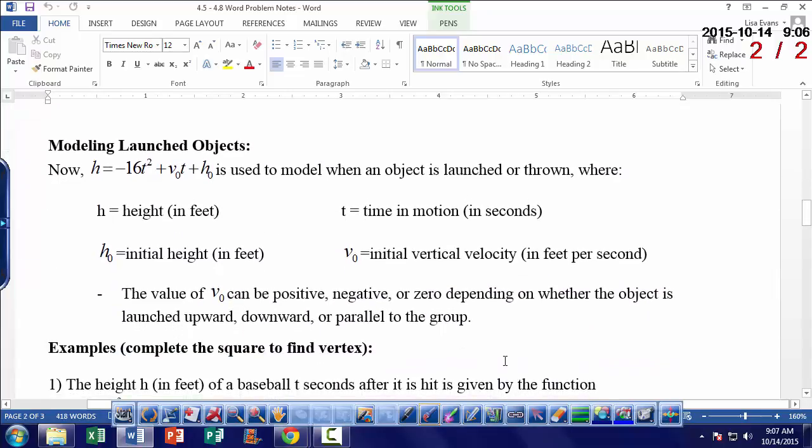Okay, welcome back. Now we're going to talk about objects that are launched. So now we have a different equation. We have negative 16t squared plus v sub 0 t plus h sub 0. So h is our height, t is our time, v sub 0 is our initial velocity, t again is time, and h sub 0 is our initial height. So we're going to refer to this equation as we go ahead and start the first problem.